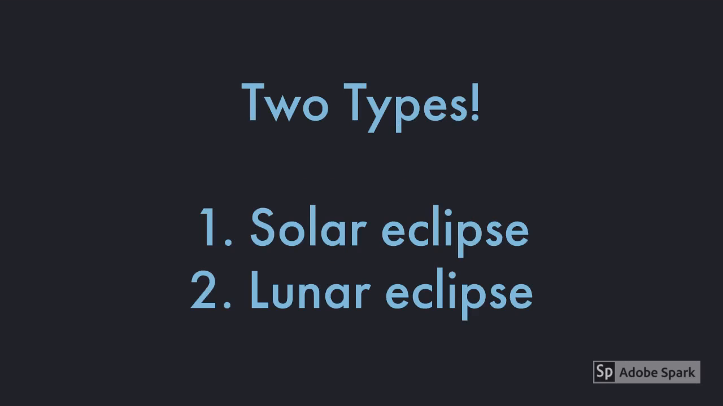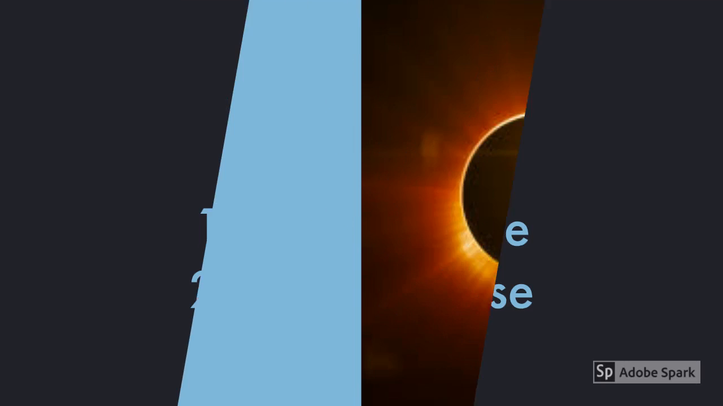All right, there are two types of eclipses. One is called a solar eclipse. Now, solar means sun. So a sun eclipse means the sun gets covered. The second type is a lunar eclipse. Luna means moon, and in this case, it means the moon gets covered. So the word solar indicates what is getting covered in the eclipse. Lunar shows that the moon is getting covered.